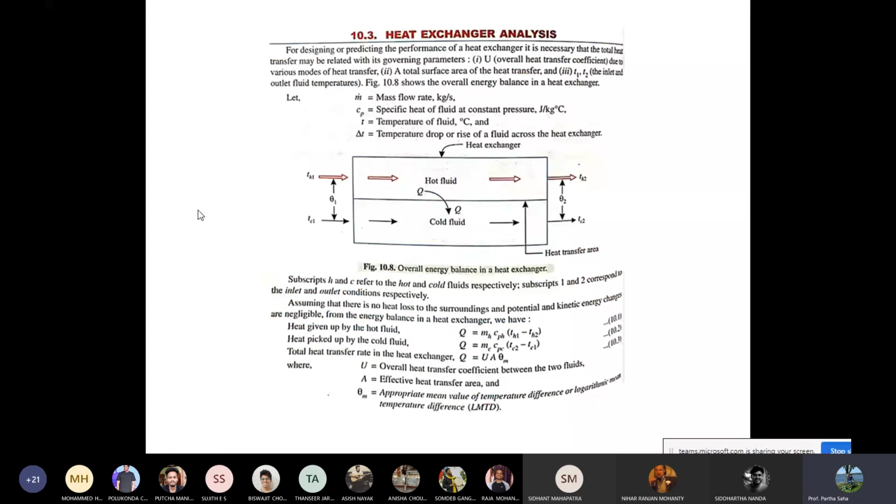You can look at this expression, and the most important thing is that we have to derive the log mean temperature difference for heat exchangers, mainly for parallel flow and counter flow. That is going to be discussed in the next slide. So first, let us look into some basic fundamental equations.